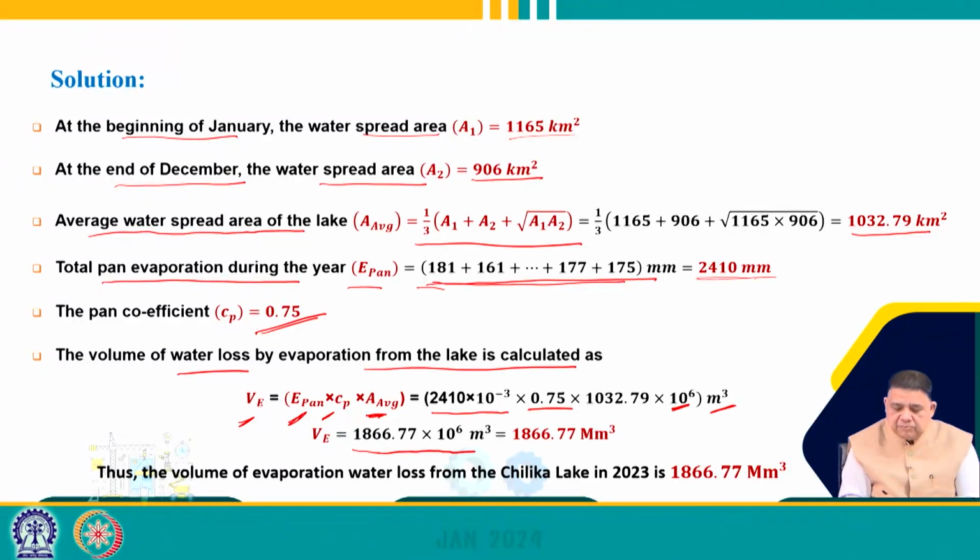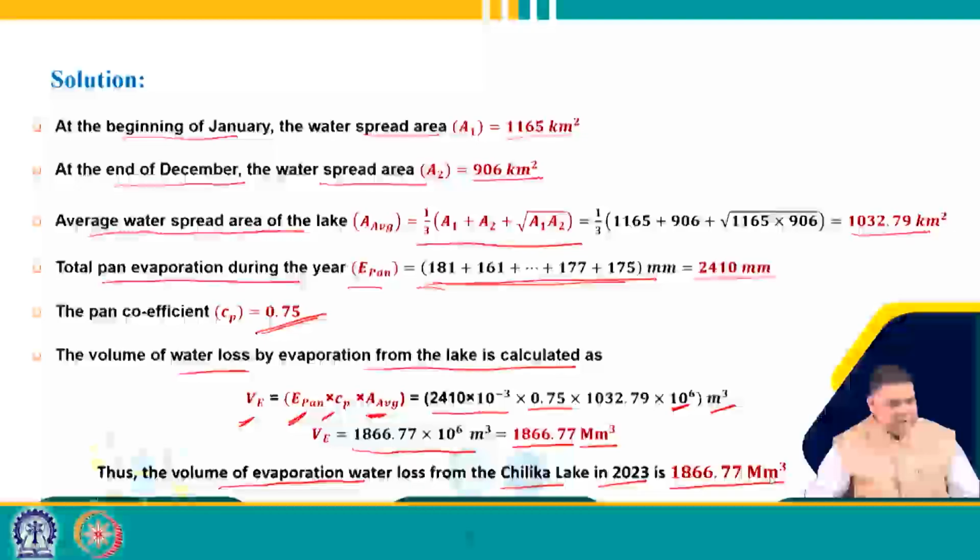And that is what we get: 1866.77 into 10 to the power 6 meter cube, or we can write 1866.77 million meter cube. So, the volume of evaporation water loss from Chilika Lake in 2023 is 1866.77 million cubic meters. That is the answer of this particular question.